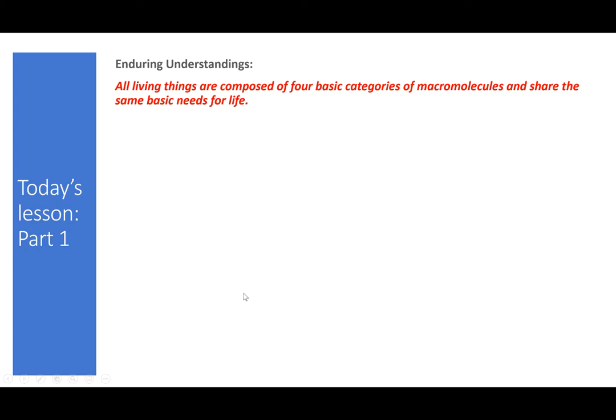So today's lesson we're going to do in a couple of different parts because it's kind of big. For part 1, our enduring understandings are that all living things are composed of 4 basic categories of macromolecules and share the same basic needs for life. So it doesn't matter if you're bacteria, a person, a fungus, or a plant, you are built out of the same 4 types of molecules. And this unit is about learning all about those molecules.